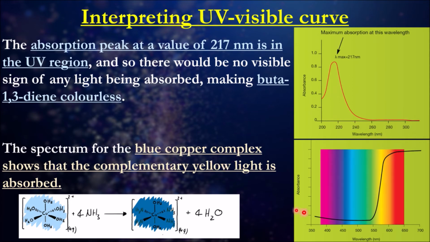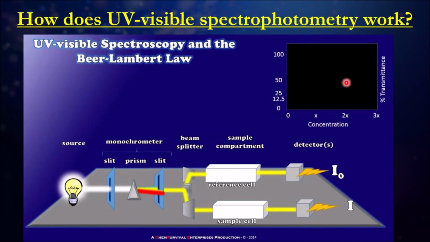We can also see, if we're looking at the actual visible spectra, so the colored rainbow for copper, maximum absorbance occurs where the yellow is. So that's where we begin to see an increase in absorbance of light occurring for copper, and that explains why it would appear blue. Okay, so let's just quickly look at how it works.